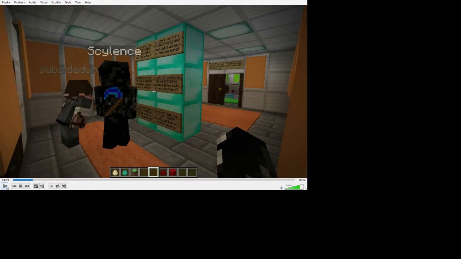It's great how Ryan squats down to read the lower signs. It's like his character's actually reading the signs.